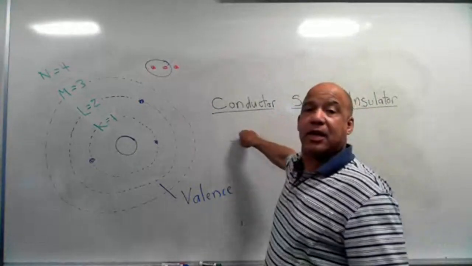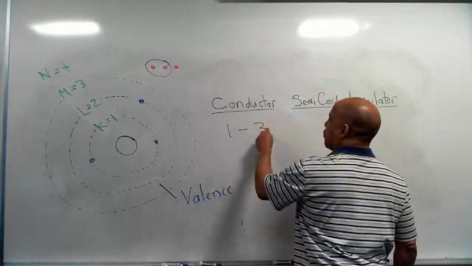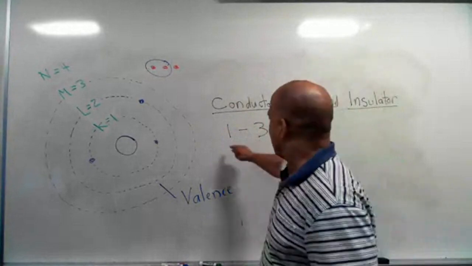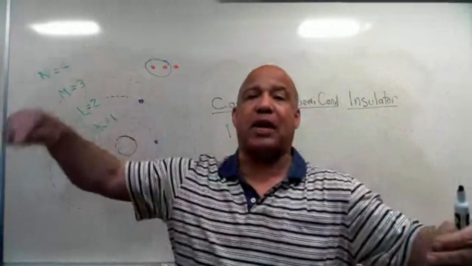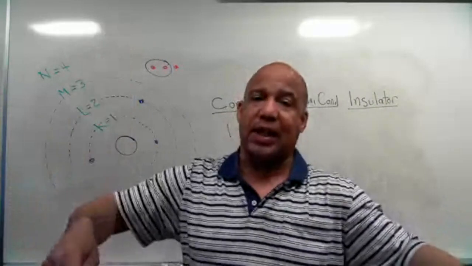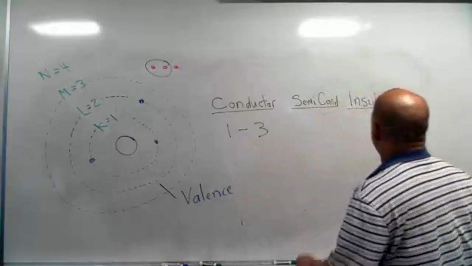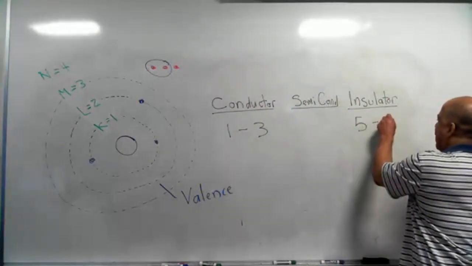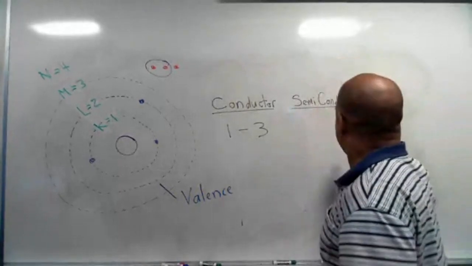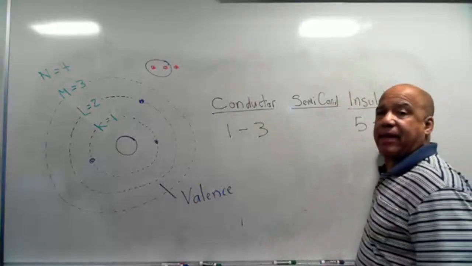So, it turns out that good conductors will have 1, 2, or 3 electrons in the outermost shell. Those are called valence electrons. So if I start with a neutral atom and I count 3 electrons in the outermost shell, or 2 electrons in the outermost shell, or 1 electron in the outermost shell, then that material is going to be a conductor. If I have 5, 6, 7, or 8 electrons in the outermost shell, then that material is going to be an insulator. Now this is actually pretty interesting because it turns out that the closer I get to 8, the better insulator I have.